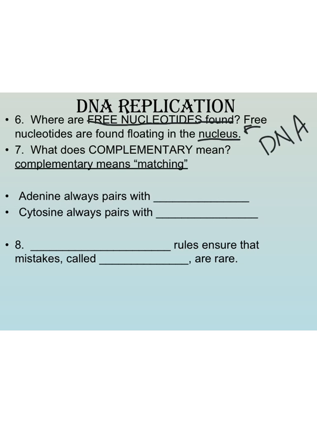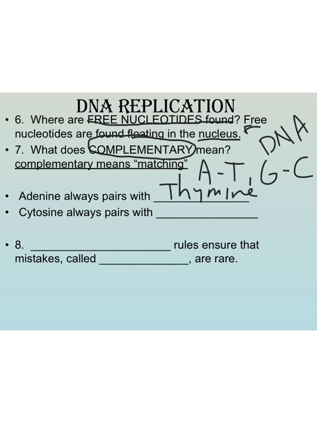What does the word complementary mean? That's easy. That just means this. A goes with T, and G always goes with C. T always goes with A, C always goes with G. Or, and here it is again, adenine always pairs with thymine, or T, and cytosine always pairs with guanine, or G. The base pairing rules, always put B, P, rules.